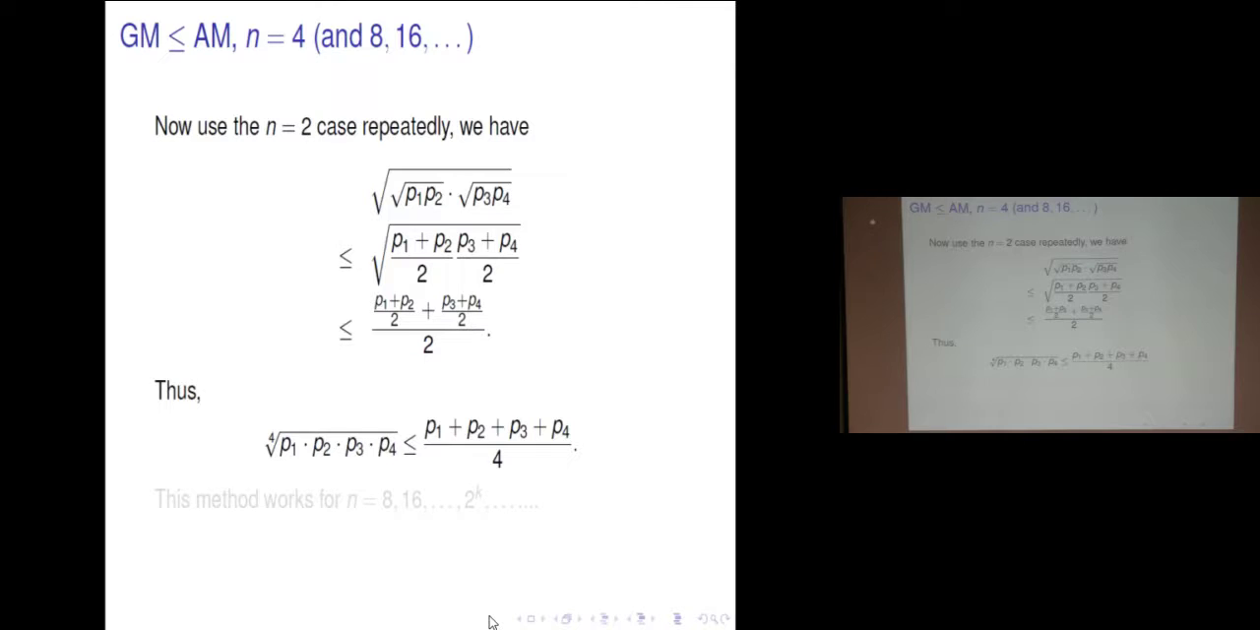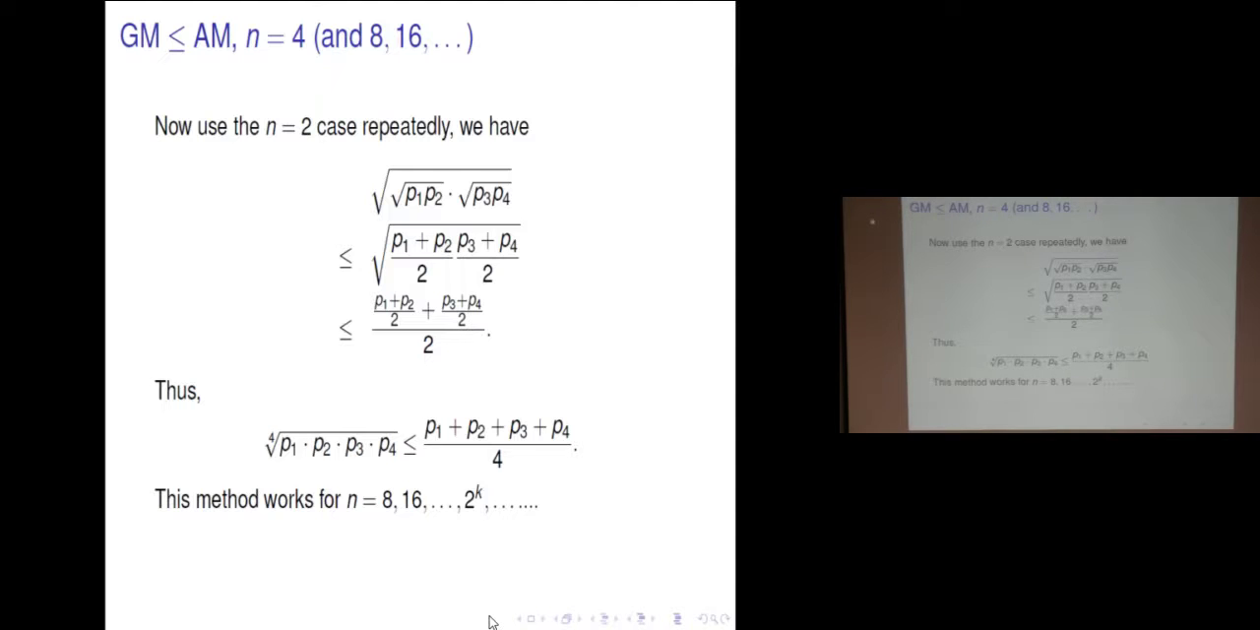Now you can simplify. Because you take the square root twice, you take the fourth root. Here you divide by 2 twice, so you divide by 4, right? So therefore you get the formula for the case n equals 4. Now you can do the same argument. From 4, you can go to 8, you can go to 16, and so on and so forth. So you get lots of instances of geometric mean less than or equal to arithmetic mean for powers of 2.